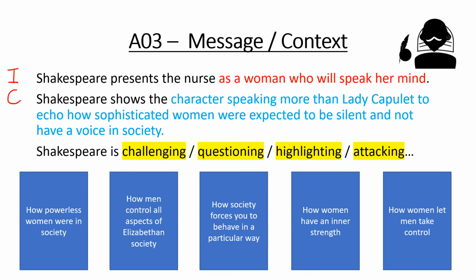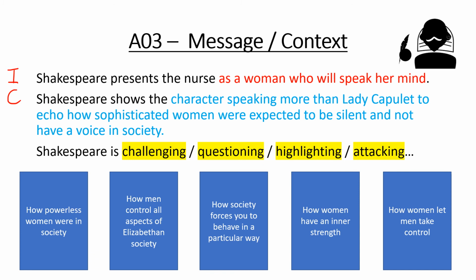So, for example, the nurse, because she isn't sophisticated and because she hasn't been schooled and hasn't been trained to behave, is quite open and quite direct. A bit rude, but quite honest with it at the same time. What Lady Capulet shows is that actually society makes you behave in a particular way. And Lady Capulet is behaving the way that she is because society has told her to behave that way.